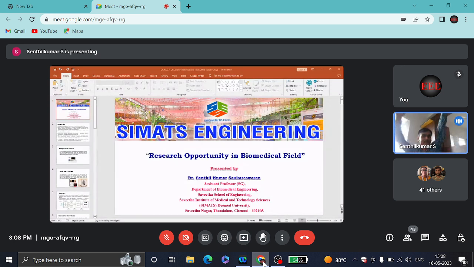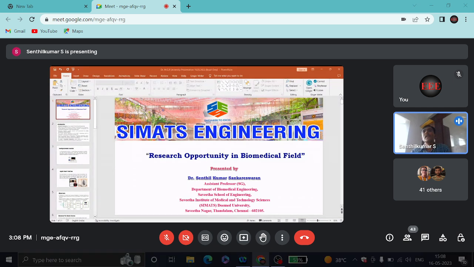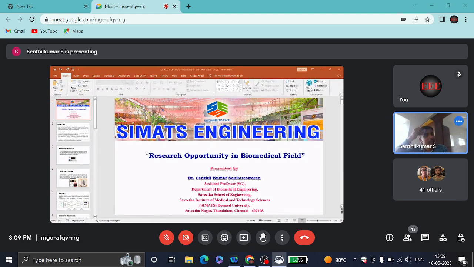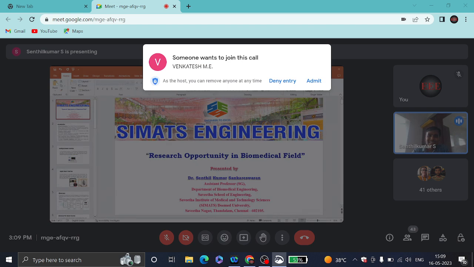What is biomedical? Biomedical is the concept of medicine and engineering. You already know a lot of medical instrumentation you use in day-to-day life. For example, you use MRI scans, CT scans, various types of scanning equipment. Our country also manufactures scanning technology in Mysore. They manufacture a lot of biomedical equipment. This needs medicine and engineering.